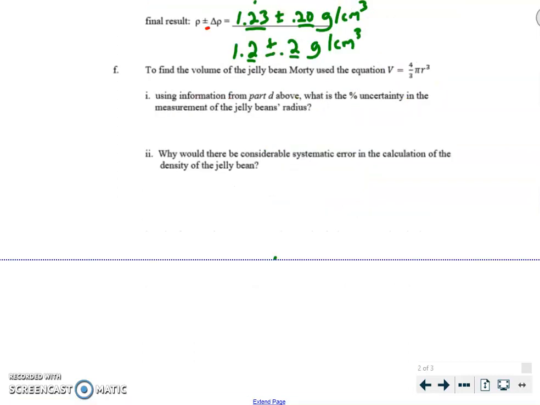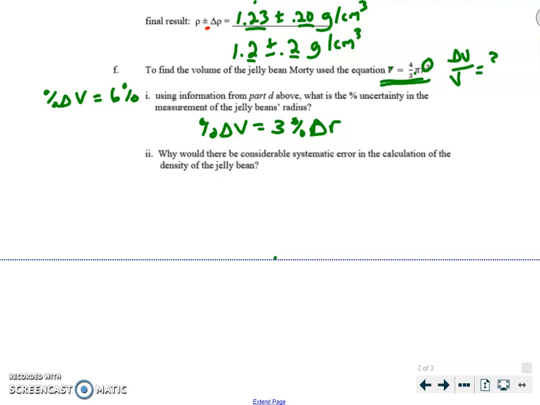The volume of the jelly bean is given by this equation, so we're treating that as a sphere. Using information, what is the percent uncertainty in the measurement of the jelly bean's radius? In part D, what we were told is the percent uncertainty in volume is 6%. So if I'm looking at this equation right here, I can say that my percent uncertainty in volume is equal to 3 times my percent uncertainty in the radius, delta R. Because of this cubed, I would say delta V over V equals 3 delta R over R.